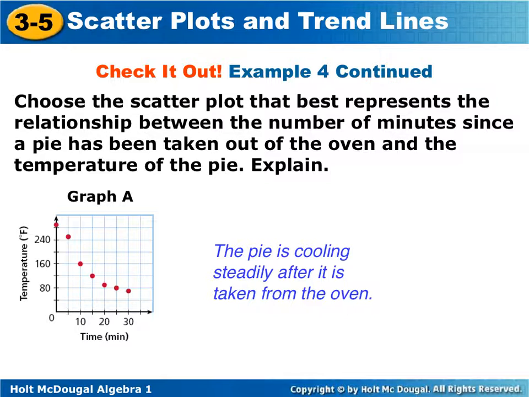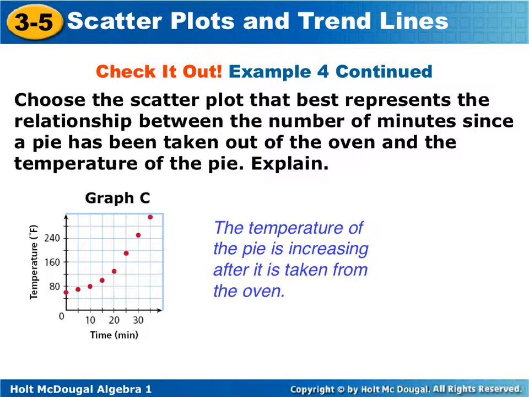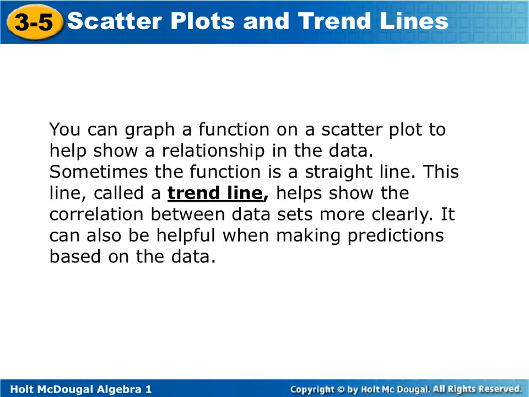And then here they're describing each one. So graph A is the answer. Graph B, can't do it before it's taken out of the oven, so no negative time. And graph C, it's showing that it's getting hotter when it comes out of the oven, which is silly. So the correct answer there again was A.